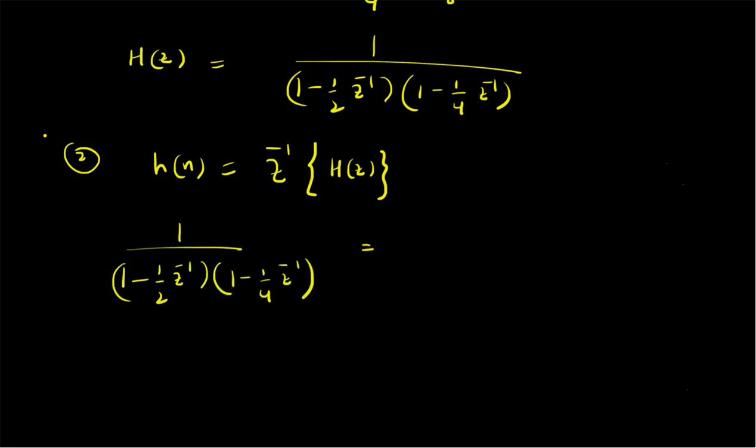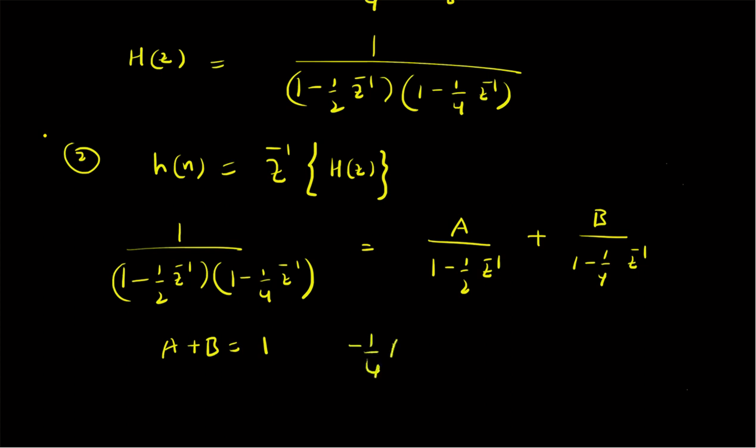For that purpose we apply partial fractions so that we can decompose this z transform. We write it as A by 1 minus 1 by 2 z inverse plus B by 1 minus 1 by 4 z inverse. To find the constants A and B, we can compare the numerators on both sides. First, comparing the constants, we have A plus B equal to 1, and by comparing the coefficients of z inverse, we have minus 1 by 4 A minus 1 by 2 B equal to 0. That means A plus 2B is equal to 0.